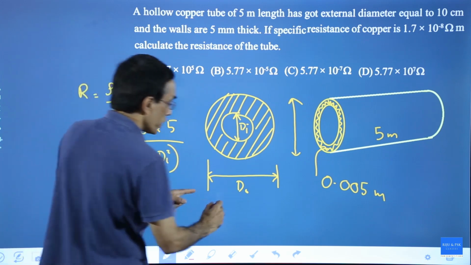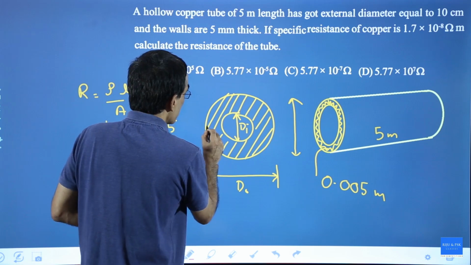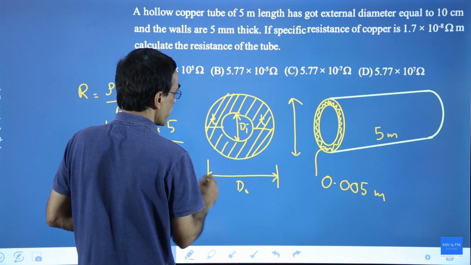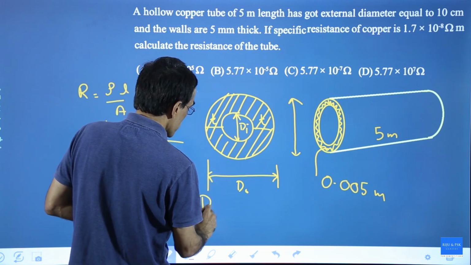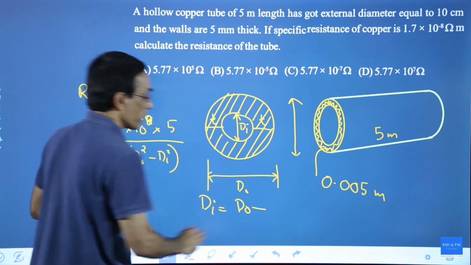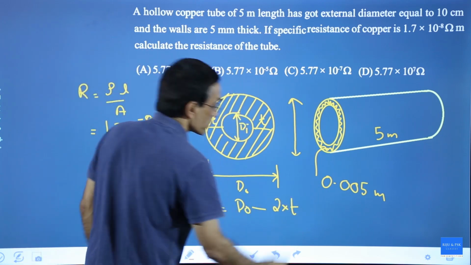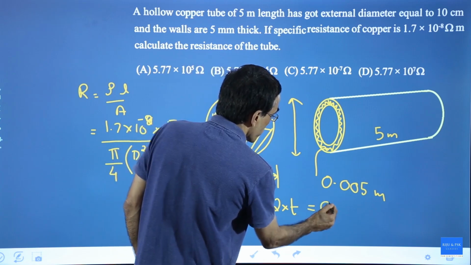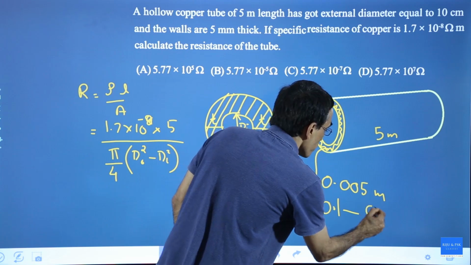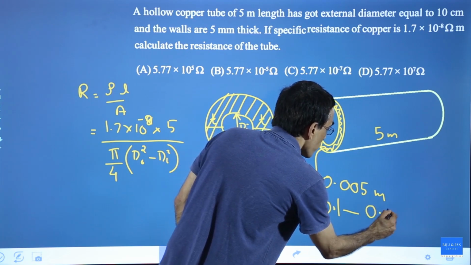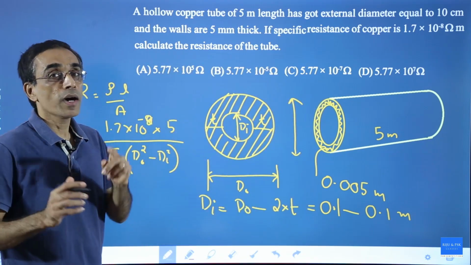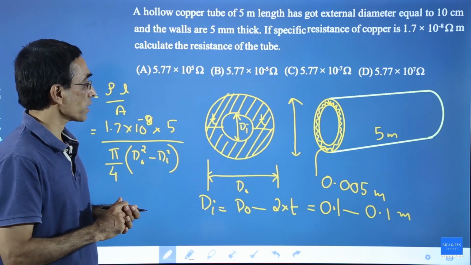Fine. And how to find d in? How to find d in? This is thickness, this is thickness, this is also thickness. So you can say that d inside is nothing but d outside minus 2 times the thickness. And d outside as per the problem is 0.1 meter, because 5 millimeter and 5 millimeter gives you 1 centimeter difference in that one. Fine.